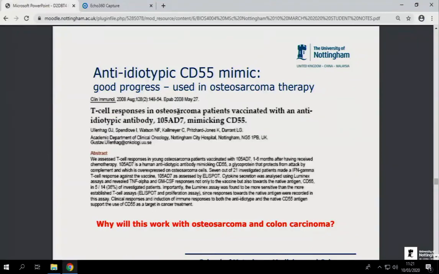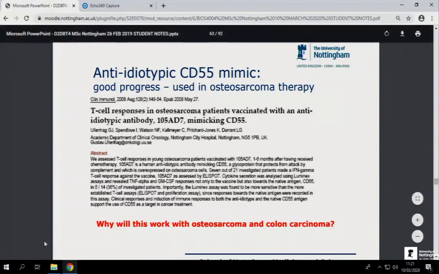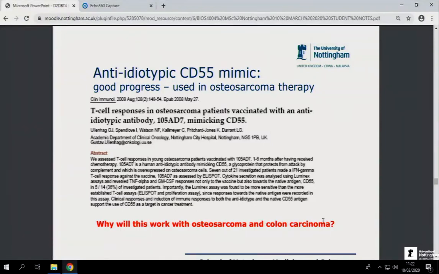Good progress in osteosarcoma as well. So it's not just in colon carcinoma. They did the same in osteosarcoma. You find that this has a lot of application. And the reason why it will work with osteosarcoma and colon carcinoma is because CD55 is on the same cells. It is an activation marker on tumour cells. Right, easy.